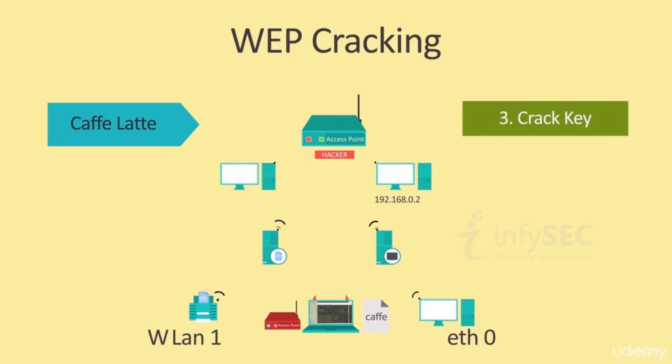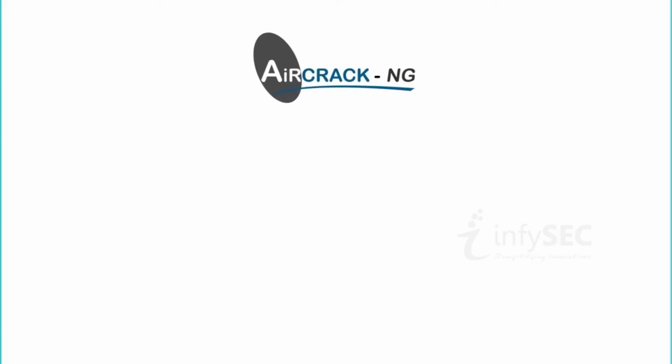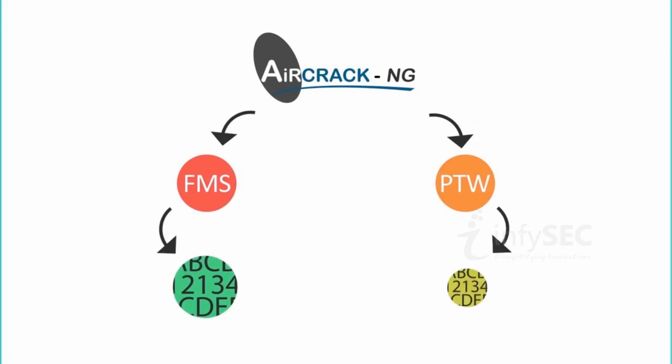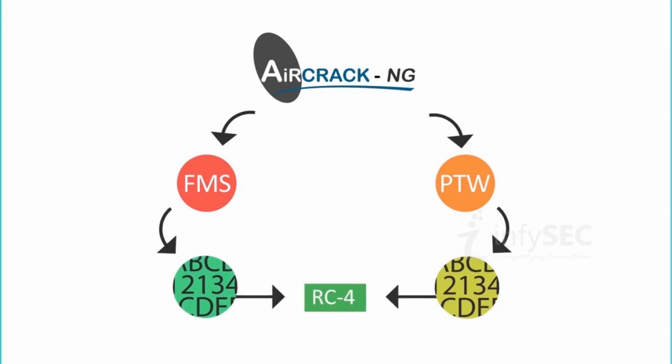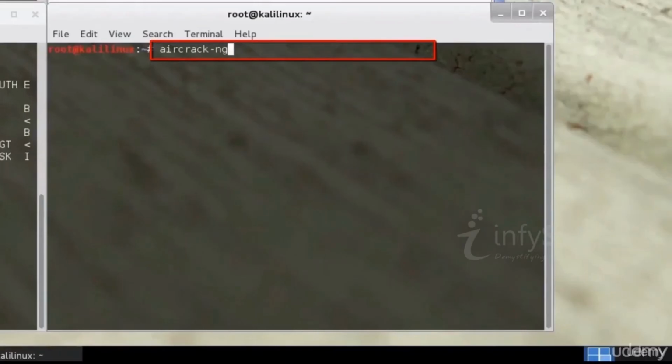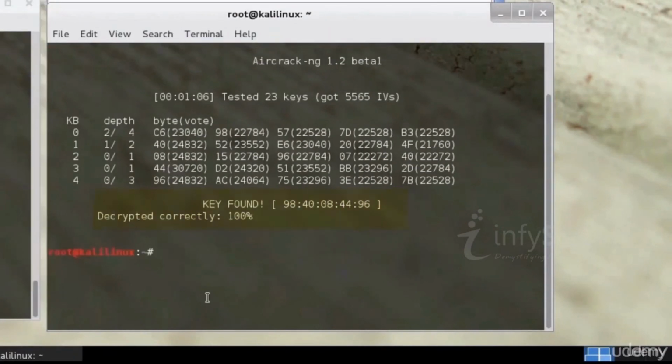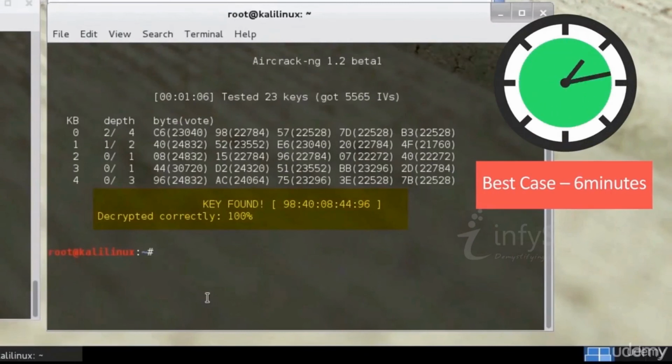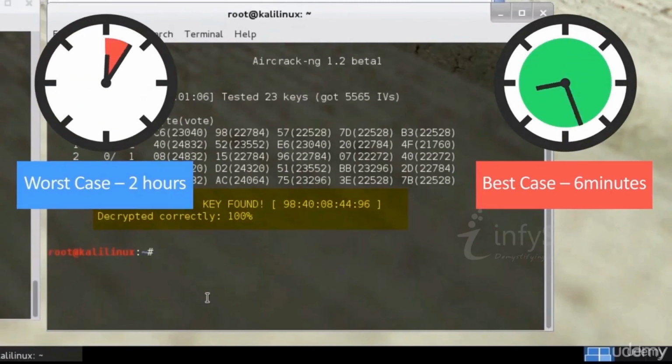3. Crack key. Now that the large number of packets transmitted between the AP and the client are captured in a file, opening the same file with aircrack-ng allows cracking the WEP password. Aircrack-ng uses FMS and PTW attacks that are nothing but a form of cryptanalysis for attacking RC4 stream ciphers and do not need many IVs, that is, packets, to crack the key. The Caffe Latte attack allows cracking of wireless packets in an average time of 6 minutes being the best case, while 2 hours to crack being the worst case.